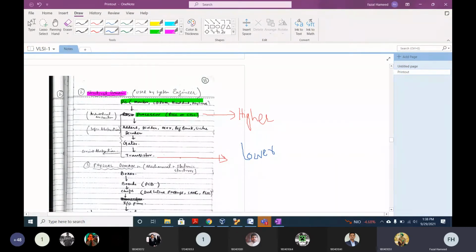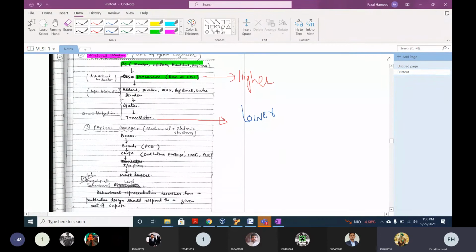Okay. Now we study the physical domain, another level of abstraction. The physical domain is used by mechanical or electronic engineers. Okay.